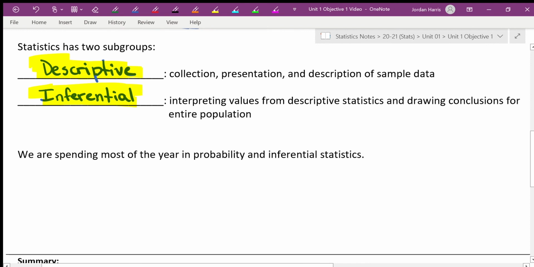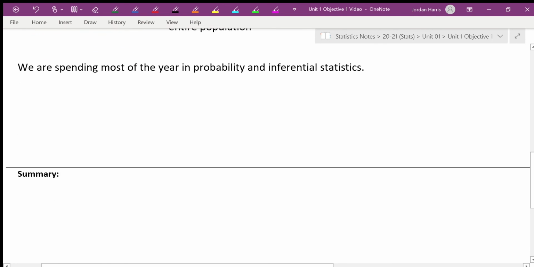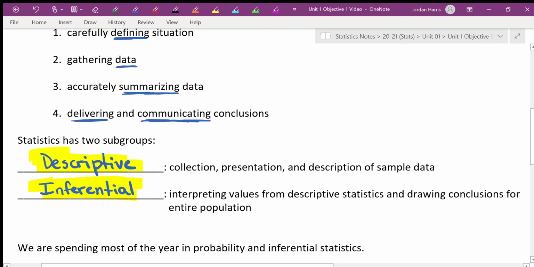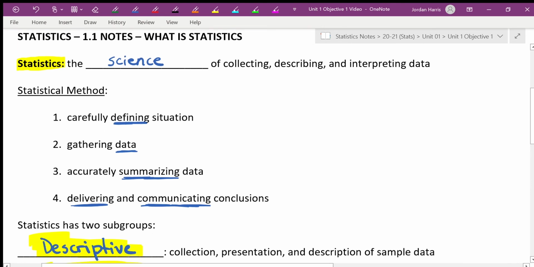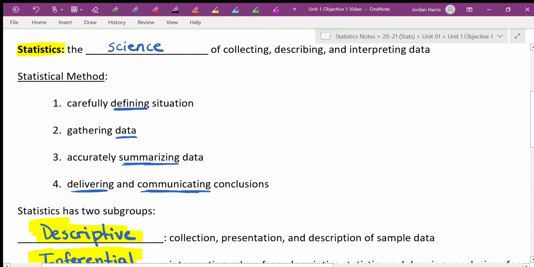We're spending most of the year in probability and inferential statistics, meaning the collection and presentation of sample data generally is going to be done for us. The book's going to say, here's your data. They'll describe the situation for you, right? This is what the data is about, and here is the data. What does it mean? So we're going to go into inferential. What does that mean for the population? Okay, so that is all of 1.1. Make sure you do your summary. This one, you're just talking about 3 sentences on what those 3 words and the statistical method are, basically. It's pretty simple.